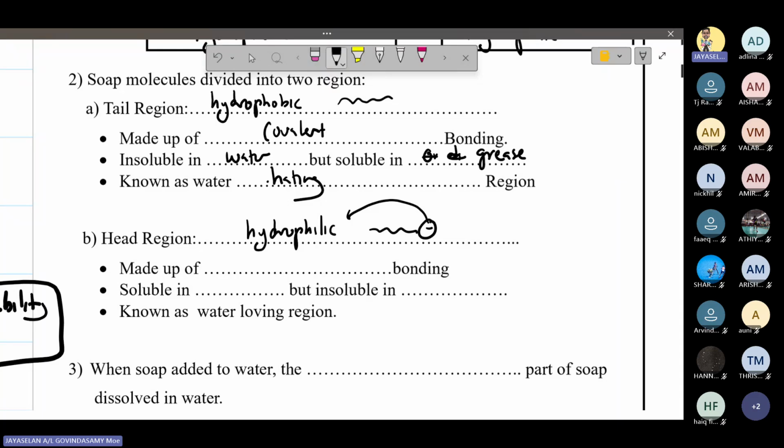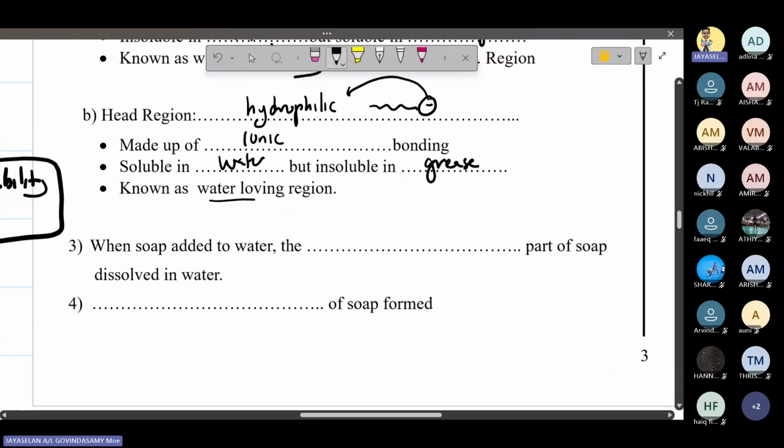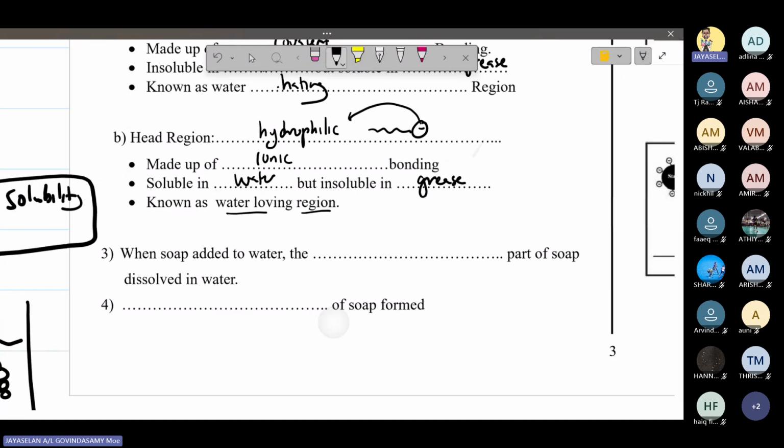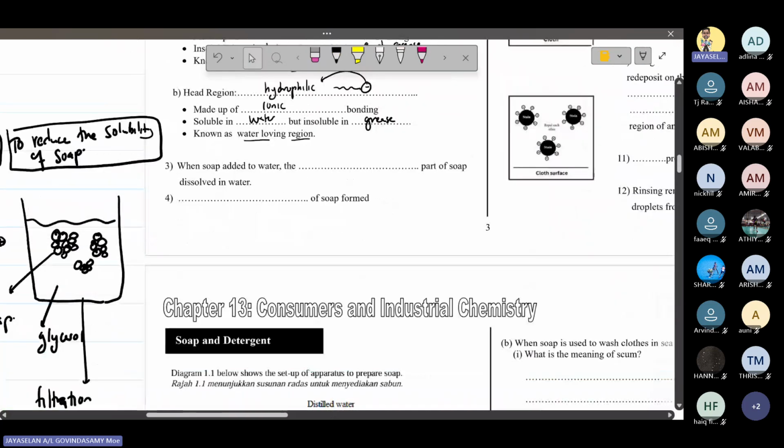Okay, is made up of what bonding? Ionic bonding. Ionic bonding soluble in water but insoluble in grease. All right. And this region is known as water loving region. When soap is added to the water, what will happen? You all go through the books and do lah. Okay. Answer in the book.